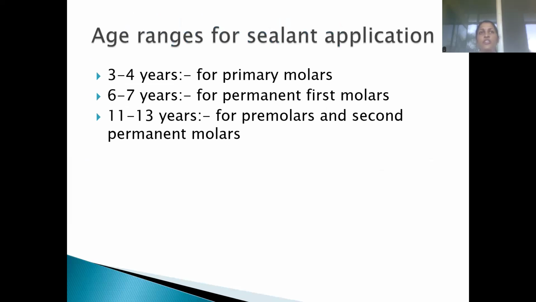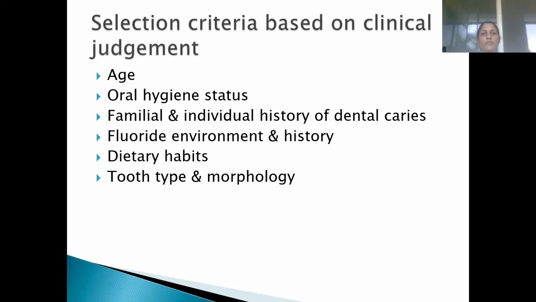Now, there are age ranges for the sealant applications. That is 3 to 4 years, where we mainly aim at preventing the development of dental caries in primary molars. 6 to 7 is for the permanent first molars. 11 to 13 is for the premolars and the second permanent molars. Now, selection criteria is based on clinical judgment.